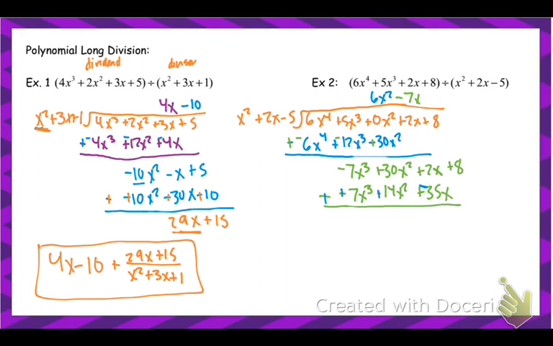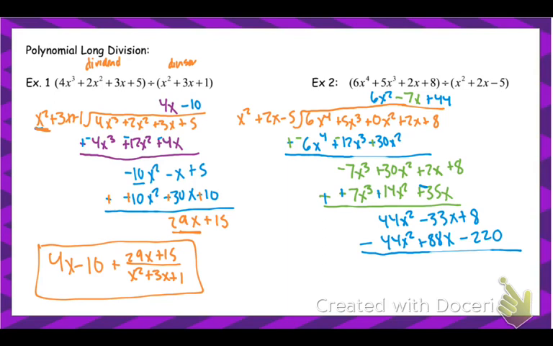So now this is going to be 44x squared minus 33x plus 8. Then the last one I'm going to do, again, look at my first term, so plus 44x squared plus 88x minus 220. I'm going to subtract all of that, change it to a plus, change my signs, and I get negative 121x plus 228, which I will write as my remainder.